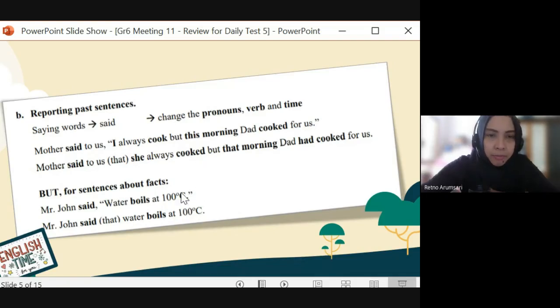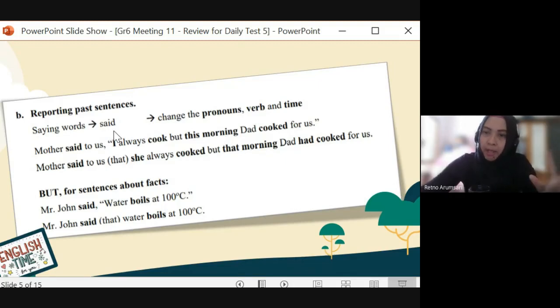All right, next. This morning, you change the time this morning into that morning. So first you change the pronouns, you change the verbs cook into cooked, cooked into had cooked. All right, and then you change the time from this morning into that morning, from today into that day, from yesterday into the day before. That's when you see that the saying word is said.